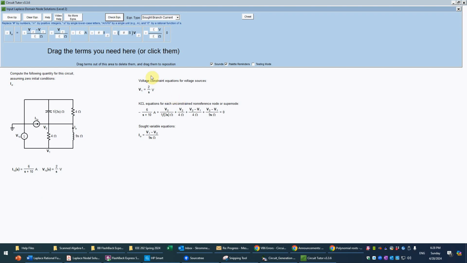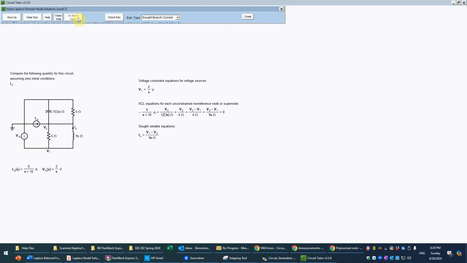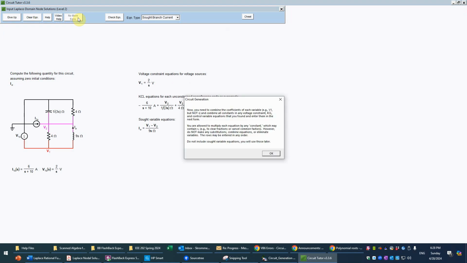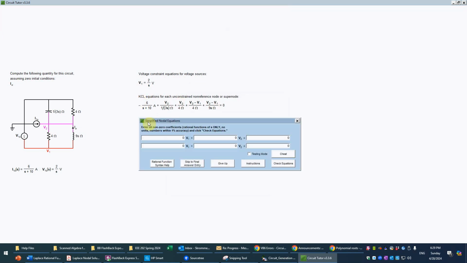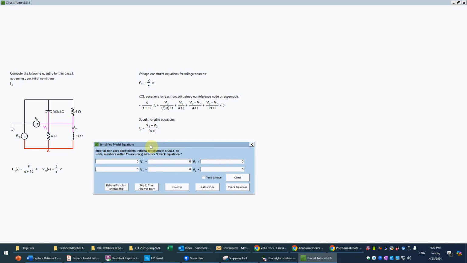And now we'll check if we have enough equations. So we have 2 unknowns, namely V1 and V2, not counting the sought variable. And we have 2 equations in those variables, so that's sufficient. The sought variable is extra. So now we just click no more equations. And now it'll tell us that we need to basically combine these coefficients into a simplified form. We could clear fractions if we wanted to, although that's rather complicated in this case, so I probably won't bother. But we'll do that for everything except the sought variable equations.